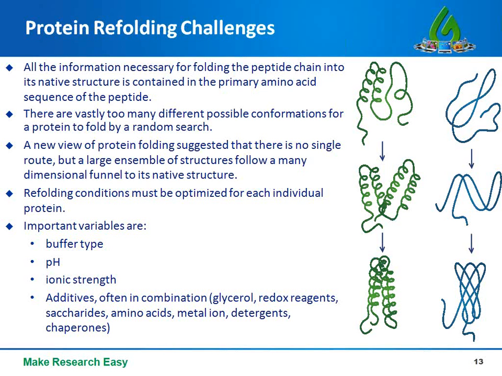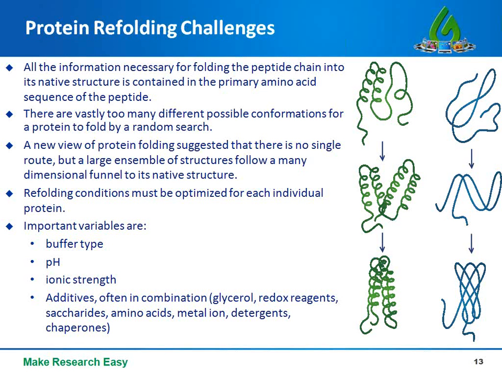The good news is that a new view of protein folding suggests that there is no single route, but a large ensemble of structures follow a many-dimensional funnel to the native structure. Therefore, practically, we need to find conditions that facilitate this process of protein folding to its native structure. The most challenging part for protein refolding is that refolding conditions must be optimized for each individual protein. There is no standard rule, and the key is the selection of the optimal refolding buffer.